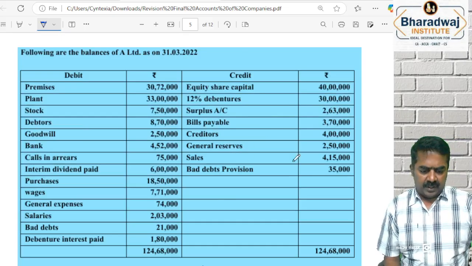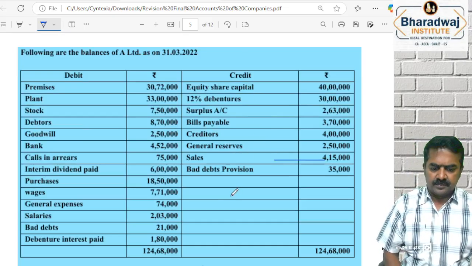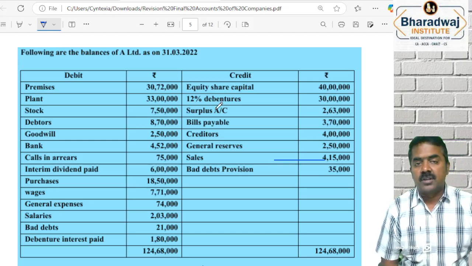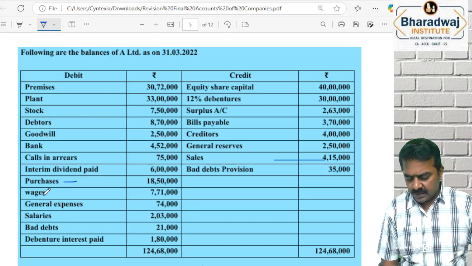What will come in P&L account in this? Sales will come on the credit side. Surplus account is nothing but P&L account. On the debit side, what all will come? Purchases, wages, general expenses, salaries, bad debts.